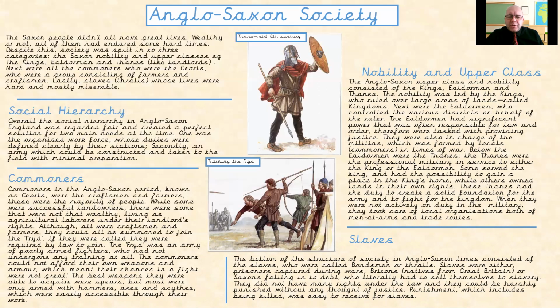Slaves were either prisoners captured during wars, Britons who were native to Great Britain, or Saxons who had fallen into debt and who literally had to sell themselves into slavery to pay off that debt. They did not have many rights under the law, and they could be harshly punished without any thought of justice. Punishment, which includes being killed, was easy to receive for slaves. So slaves didn't have many rights, they didn't have much protection from the law, and they were treated particularly badly.